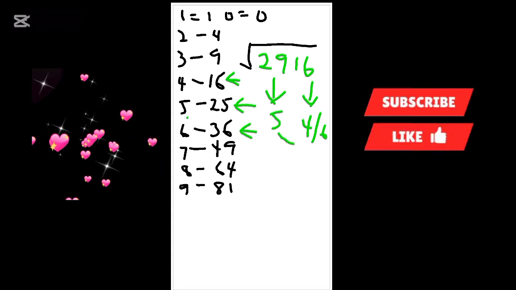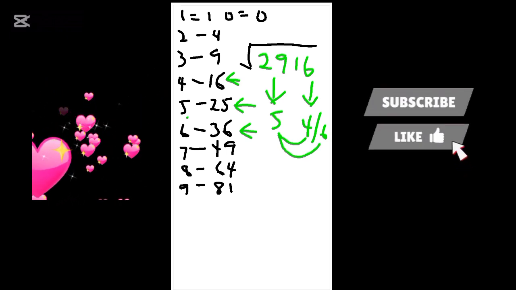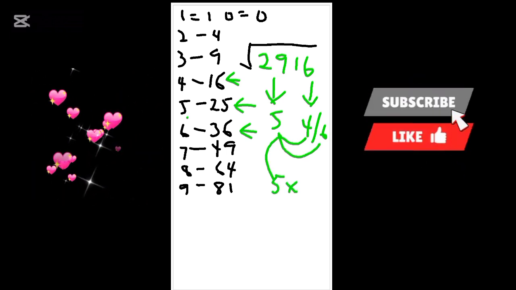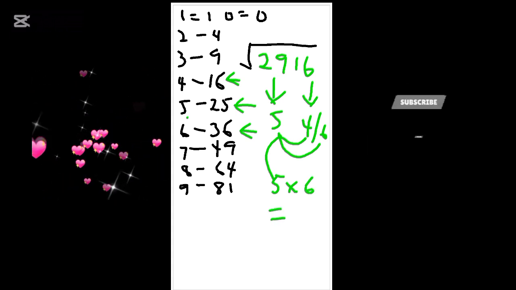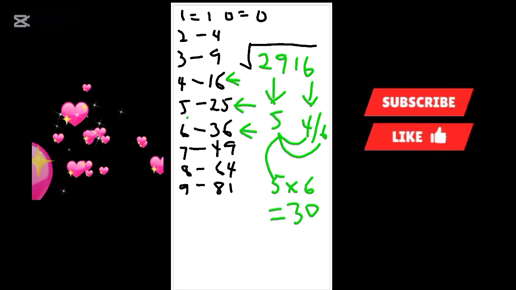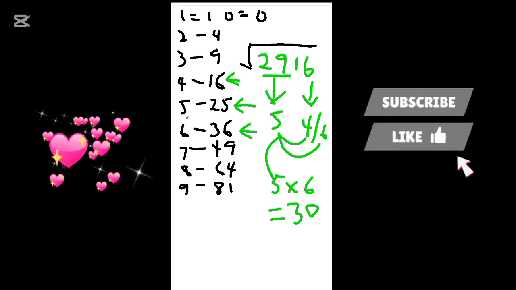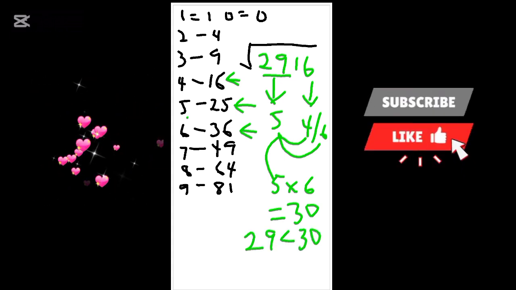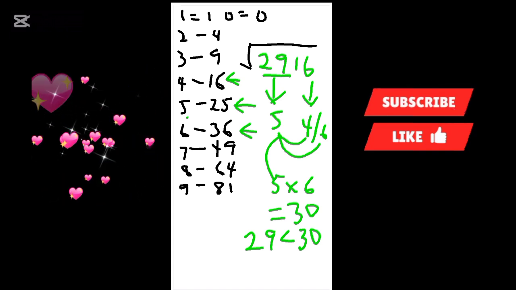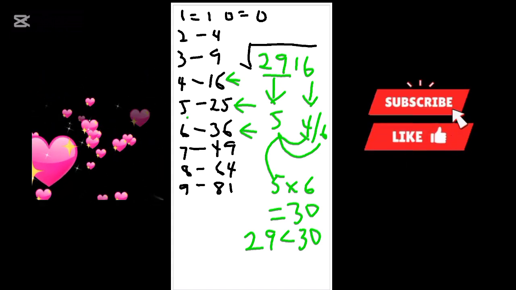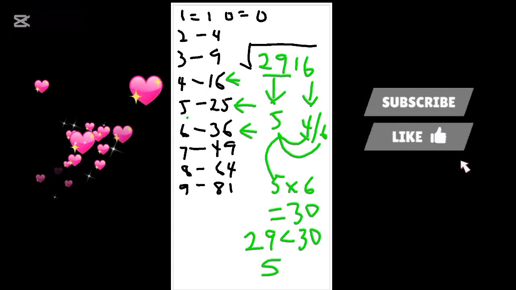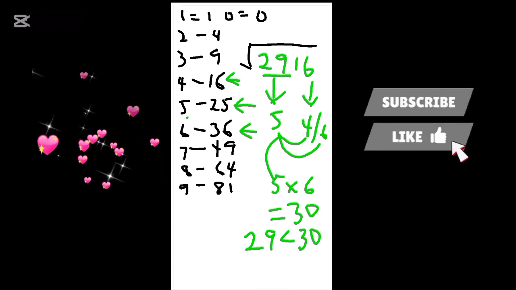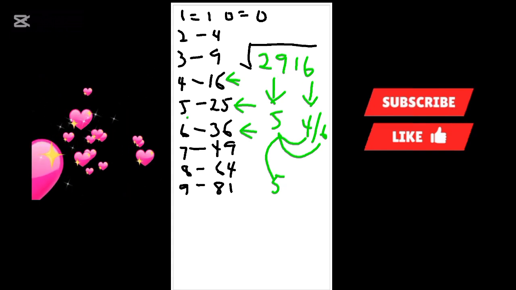Now our answer could be 54 or 56. So what do we do? We say 5 times the next number after 5, which is 6, to give us 30. Now 29 here is less than 30. That means we have to go with the lesser number here, which is 4. And that means our answer is 54. When you check, you'll definitely get that same answer.